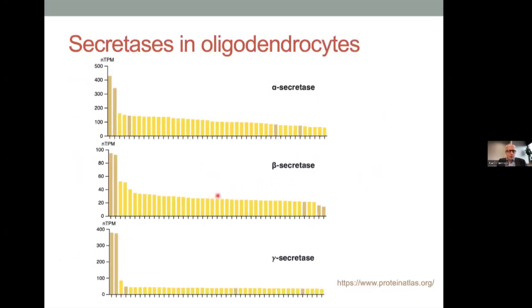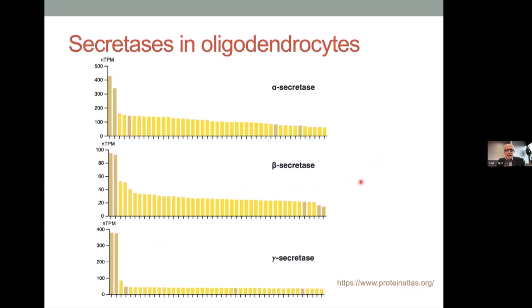So, okay, they make APP, but now what about the secretases? Well, that's even worse, or better. Alpha secretase, beta secretase, gamma secretase. In all three cases, the cell type that has the most message for these three proteases is the oligodendrocyte. So they're perfectly capable of not only making APP and functioning as the interacting protein, but they're also capable of making A beta.